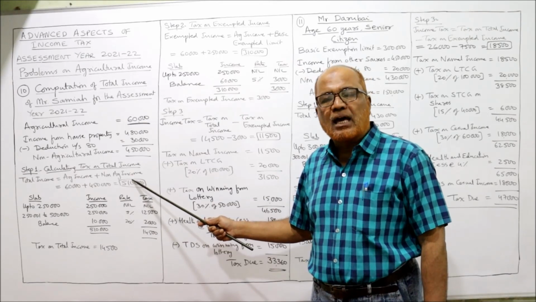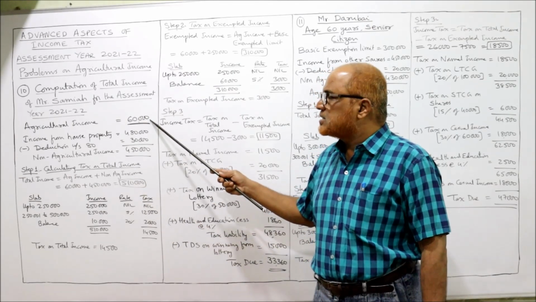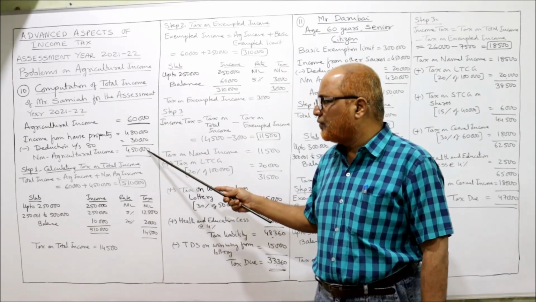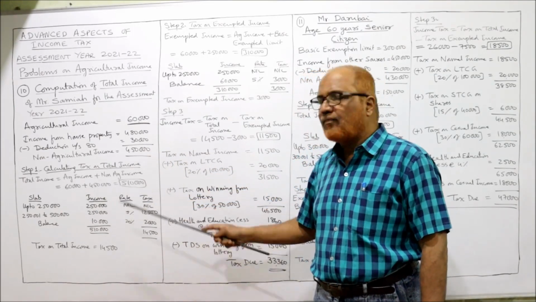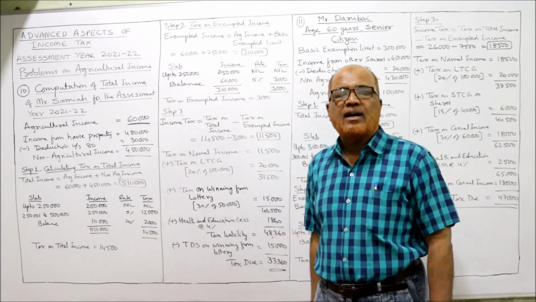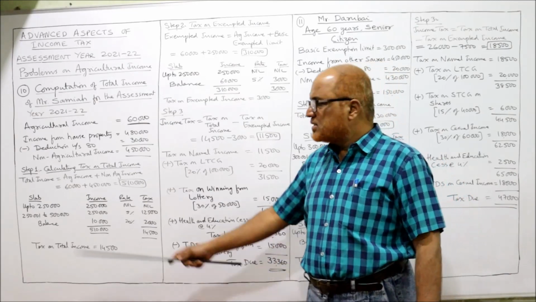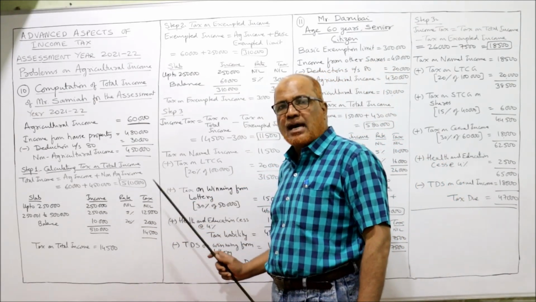Total income means agricultural income plus non-agricultural income. Agricultural income is 60,000, non-agricultural income is 4,50,000. So 60,000 plus 4,50,000, 5,10,000 is the total income. On this 5,10,000 we calculate the tax liability, as usual, slab income rate tax.